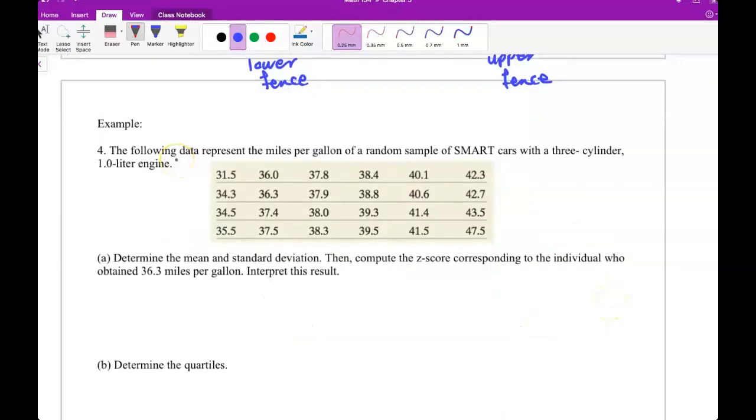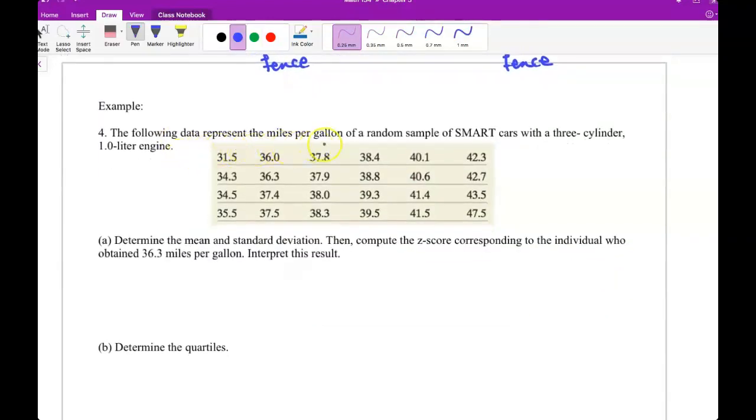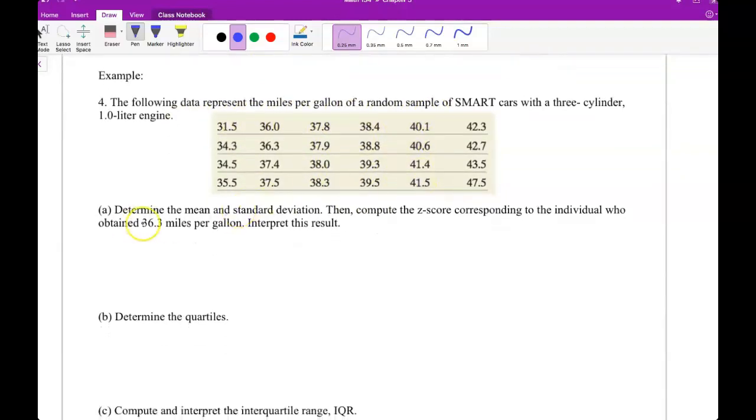Okay, now example number 4. The following data represent the mass per gallon of a random sample. So we have random sample on this part. Part A, determine the mean and standard deviation. So mean and standard deviation. Then compute z-score corresponding to the individual who obtained 36.3 miles per gallon.